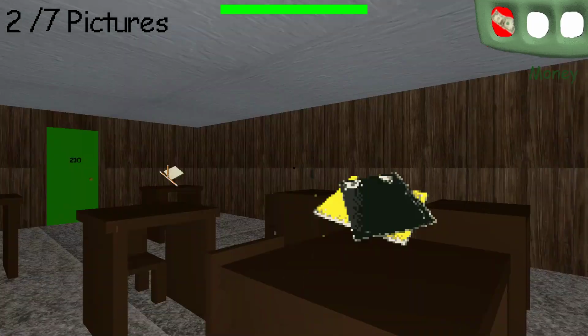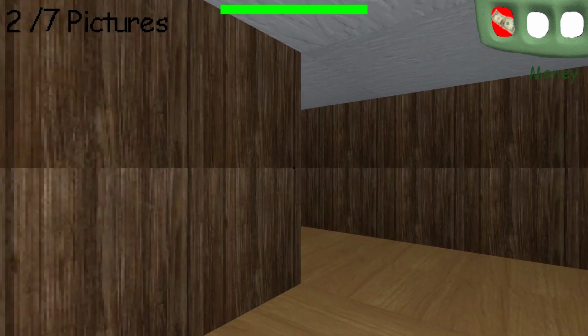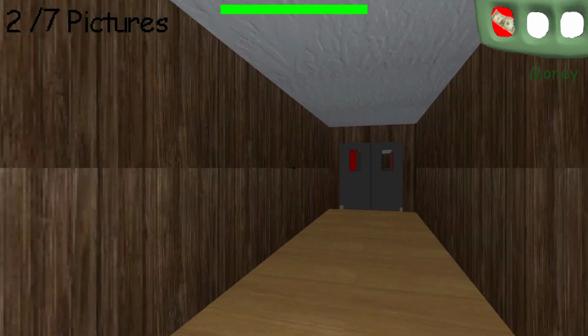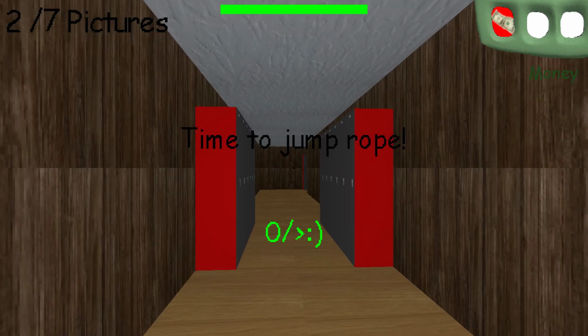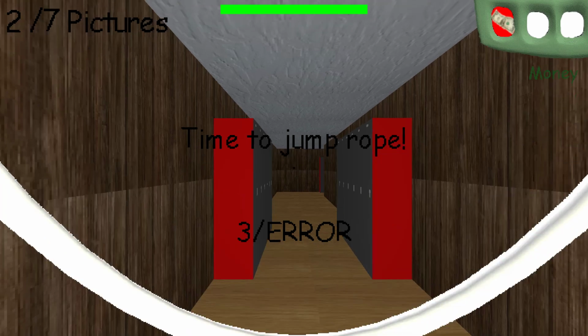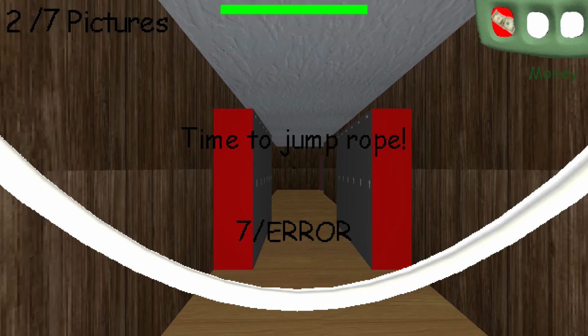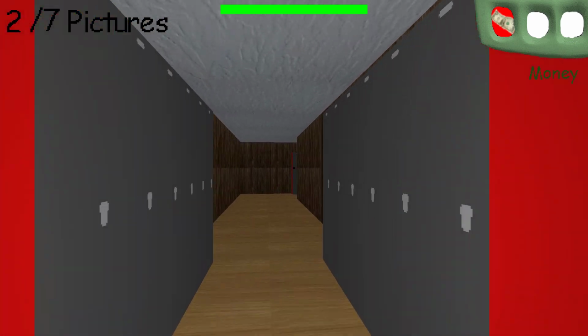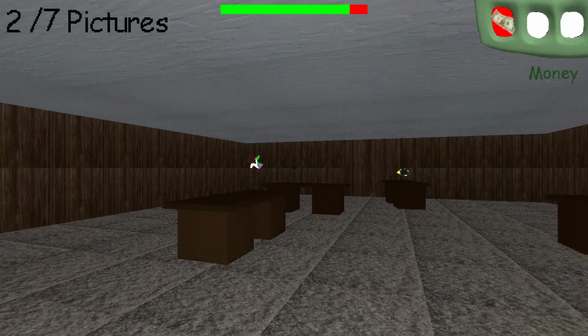All right, so we're going to change it up a little bit. We're going to go a little bit faster. Let's go a little faster because, you know, this is definitely a fast mode mod. And we are not going to run. Oh, no. One, two, three, four, five, six, seven, eight. Okay, we got to go fast now. He's right behind us. All right, we got to go a little bit faster.